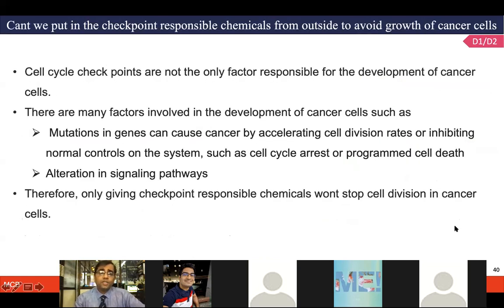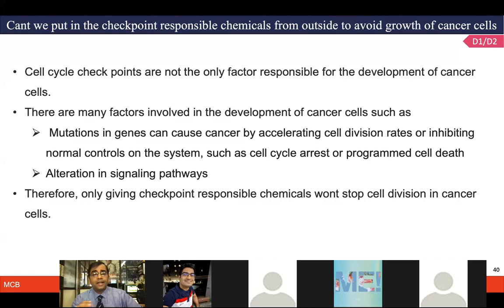Can we put the checkpoint response chemicals from outside to avoid growth of cancer cells? So cancer is a quite complex phenomenon. As we keep talking, you will appreciate how difficult this problem is. But there are different checkpoints in the cell which we talked about in the cell cycle, which are quite crucial, and if they don't regulate properly, it may result in cancer.